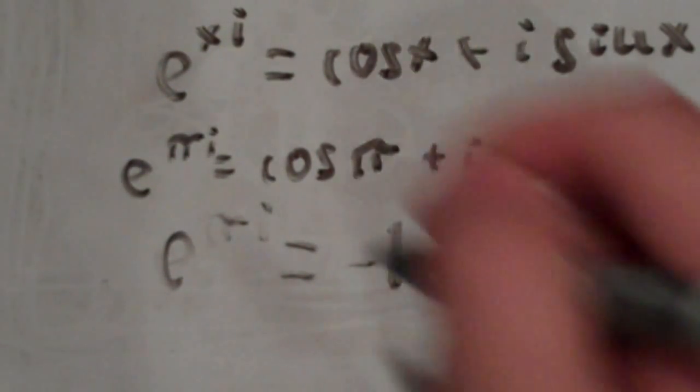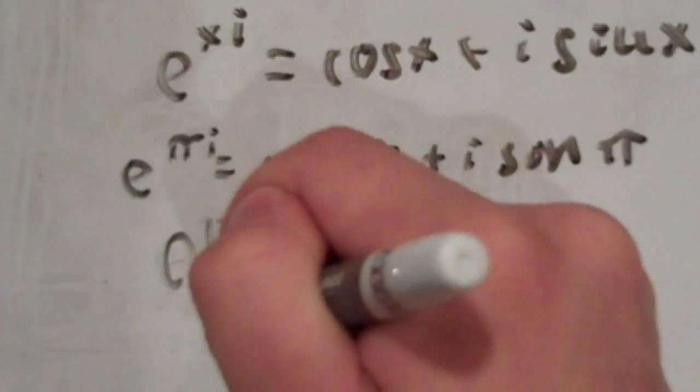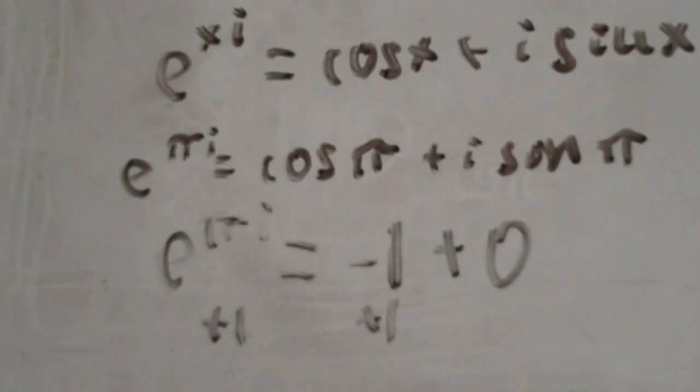Anything times 0 is 0. So, we can add the 1 to the other side, which gives us e to the pi i plus 1 equals 0. And that is how we know it is accurate.